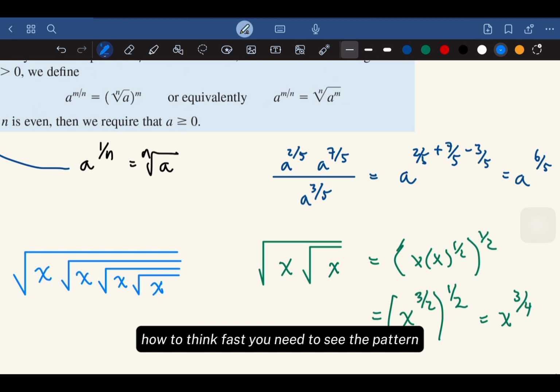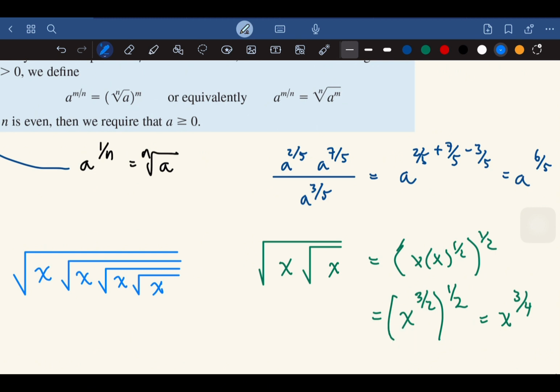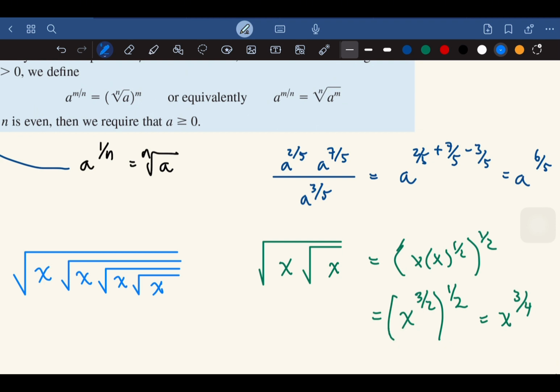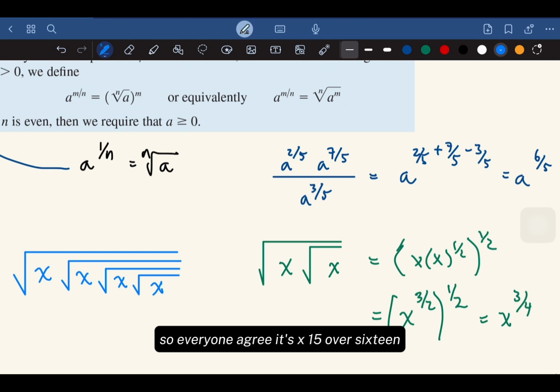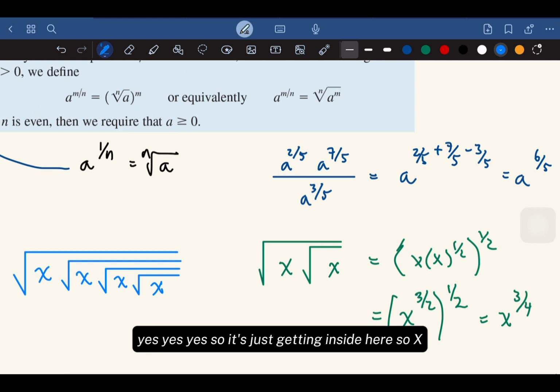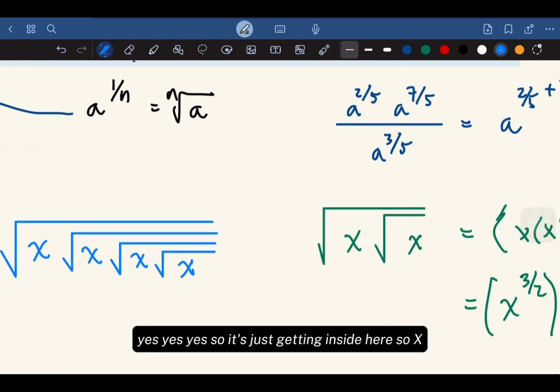How to think fast? You need to see the pattern. So you need to recognize the patterns. So everyone agrees? It's x to the 15 over 16, right? Yes. Right.